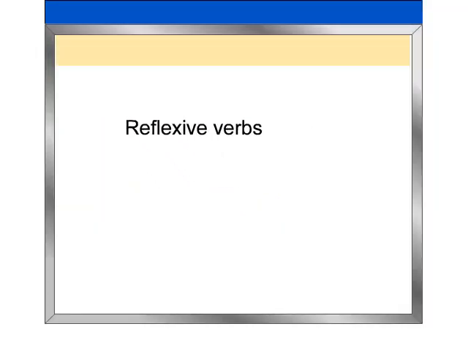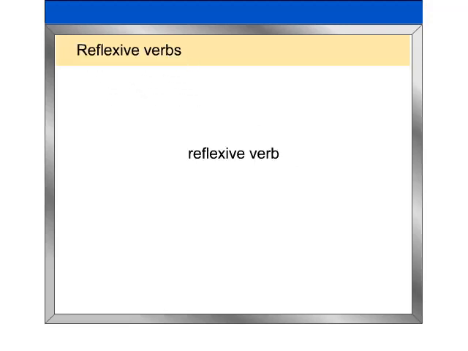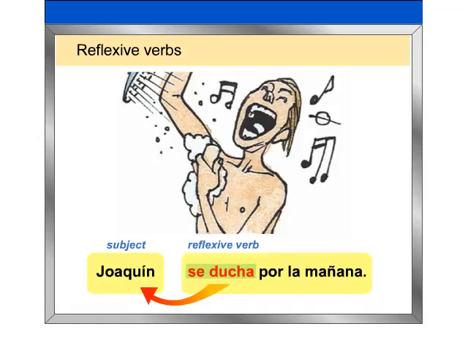Reflexive verbs. A reflexive verb is used to indicate that the subject does something to or for himself or herself. In other words, it reflects the action of the verb back to the subject. Consider the sentence, Joaquín se ducha por la mañana. Note that reflexive verbs always use reflexive pronouns.